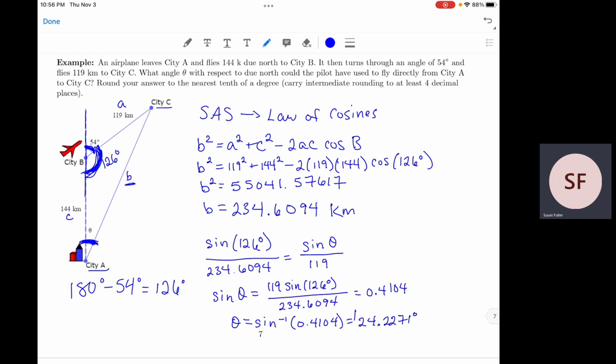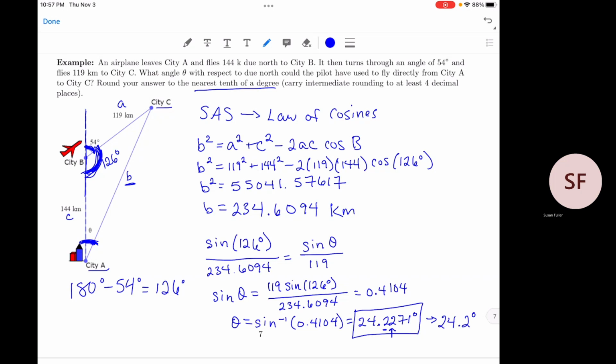And so that means that the angle that we're looking for is 24.2271 degrees. And Alex is going to want you to round that to the nearest tenth of a degree. So when you put that into Alex, it's going to be 24.2 degrees. All right, we're rounding to the tenth. This is less than a 5, so we're going to leave it as is. So that's what you'll put into Alex.